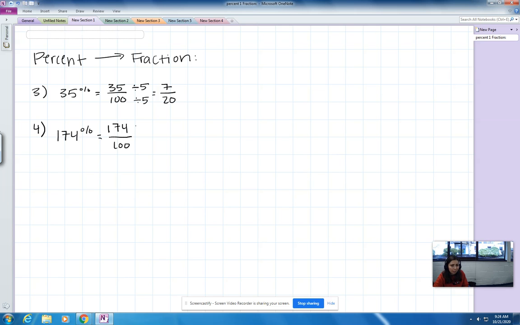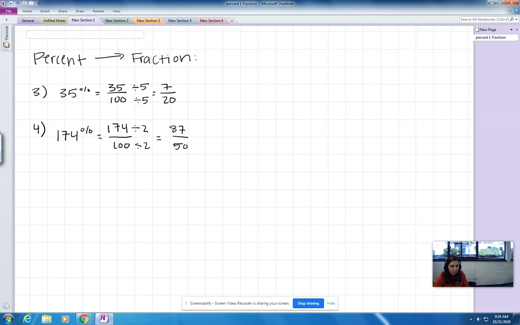You might look at this and think, I have no clue what goes into both of these numbers. Well, if both of your numbers are even, if they end in 0, 2, 4, 6, or 8, you can always divide them by 2. So let's just go ahead and do that. 174 divided by 2 is 87. 100 divided by 2 is 50.